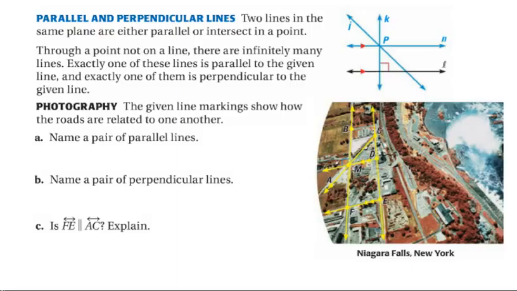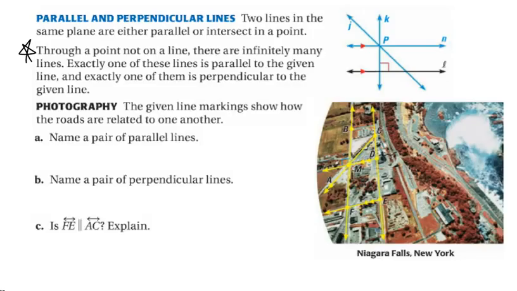And what you have to remember is through a point not on the line, if you look at the words up here, that's not on the line. Through any point that's not on the line, there are infinitely many lines that could go through it. Exactly one of these lines is parallel to the given line. There's only one parallel line that can be drawn, and only one of them is perpendicular to that given line.